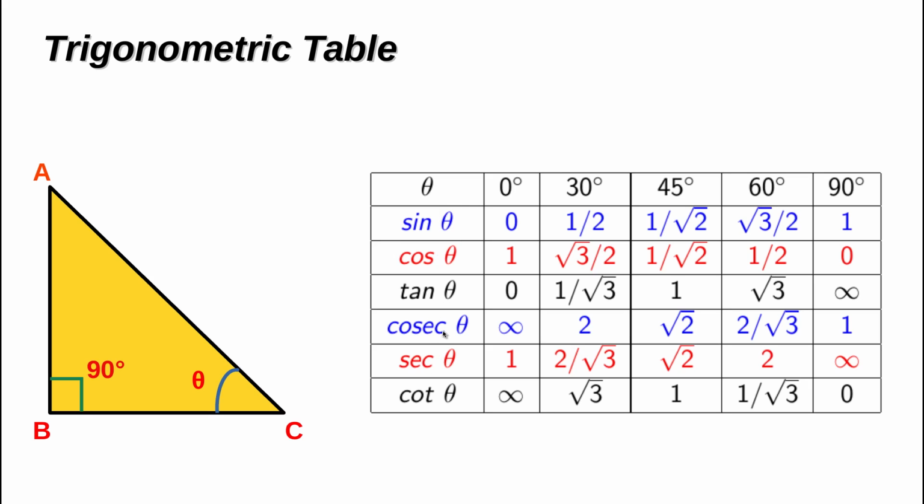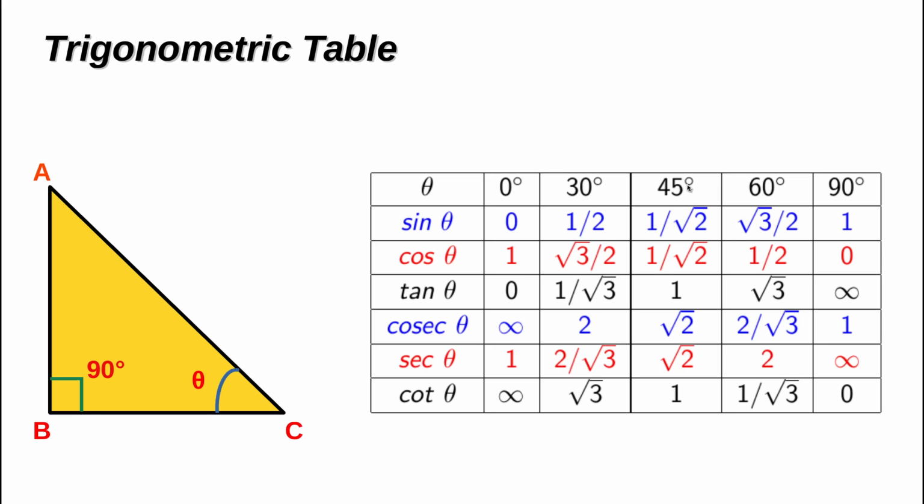Now we calculate the values of cosec theta. Now cosec theta, we know, is equal to 1 by sin theta. So now here the value of cosec 0 degree is infinity. Now we calculate here 1 by 0, which is infinity. Now cosec 30 degree value is 1 divided by half, which is 2.